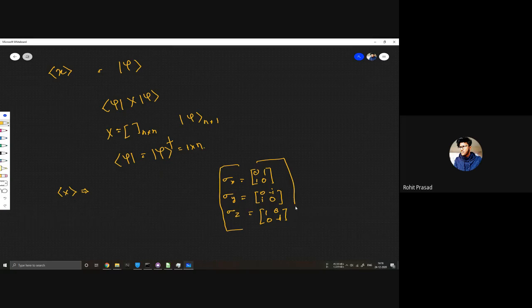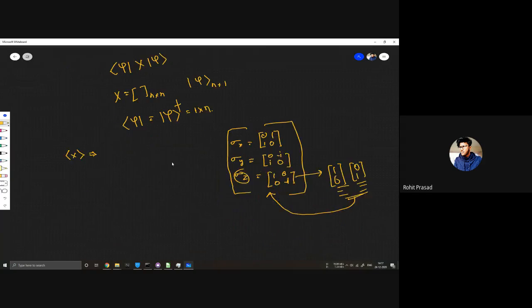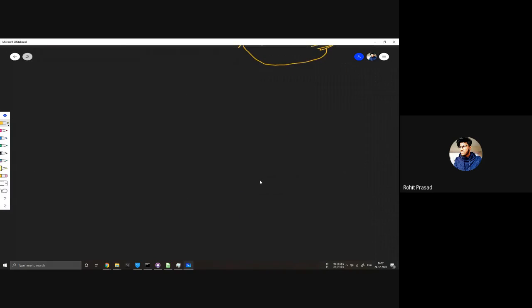I have told you that the quantum computer observes the state in the eigenvectors of this form, like 0, 1 and 1, 0, right? So the quantum computer observes the state in these two state vectors, and they are the eigenvectors of sigma z. Okay, so this is the overview. Now let's try to do it.